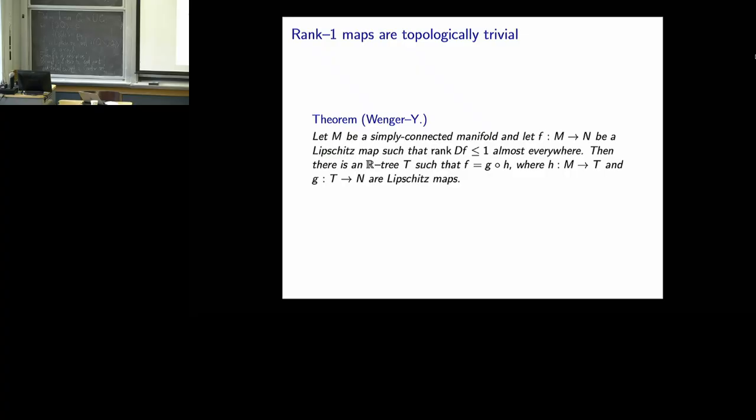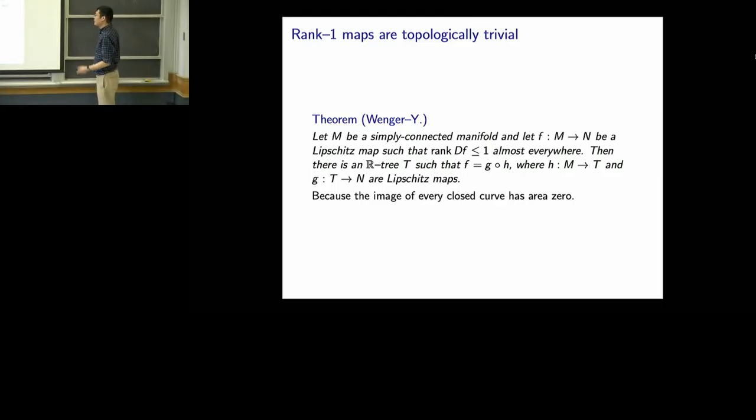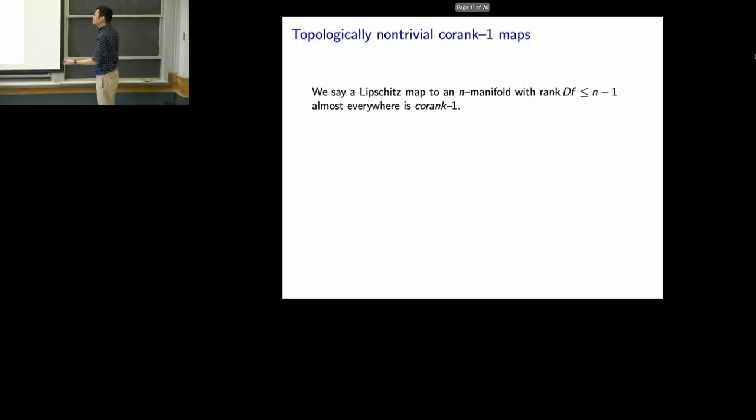So rank 1, all these maps collapse. So what about higher ranks? It turns out in higher ranks you can construct examples that are topologically non-trivial. So let me say that a Lipschitz map has co-rank 1 if the derivative is never surjective, if the derivative always has rank at most 1 less than the dimension of the target.